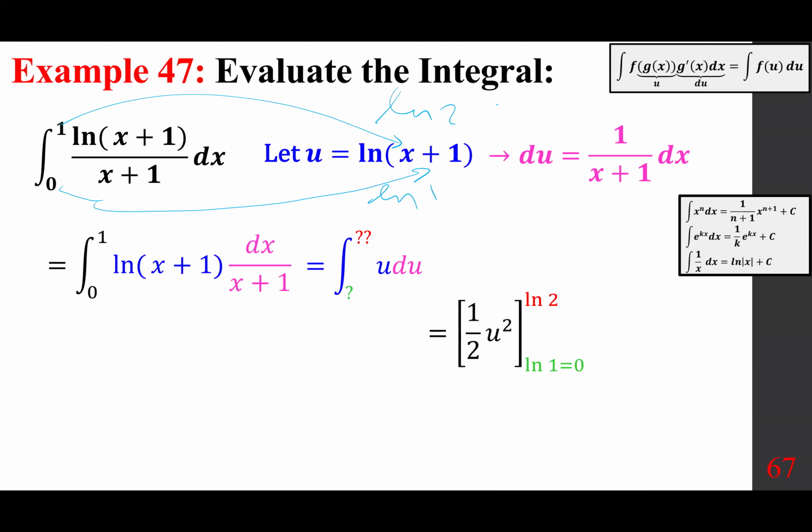You plug in 0, it doesn't change anything. So half of ln 2 quantity squared. Again, don't mix it up with ln of the number 2 squared. Those are two different things. This means ln 2 times ln 2, and that's an exact answer, everybody.